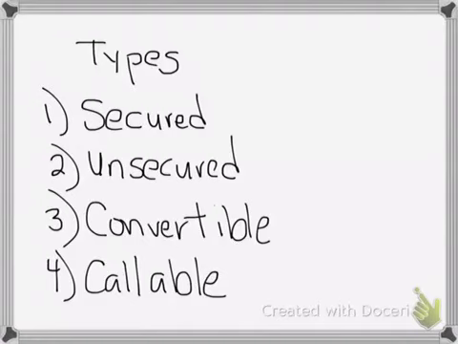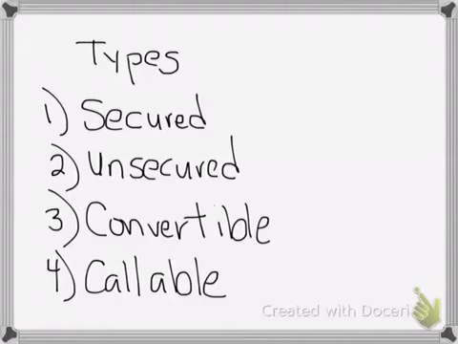Other types of things we need to look at are the convertible bonds. A convertible bond is a bond that can be converted into stocks. And there are people out there that like these bonds. They pay interest up front, and then they can be converted into stock later if you would like for it to be. And then the last one is a callable bond.